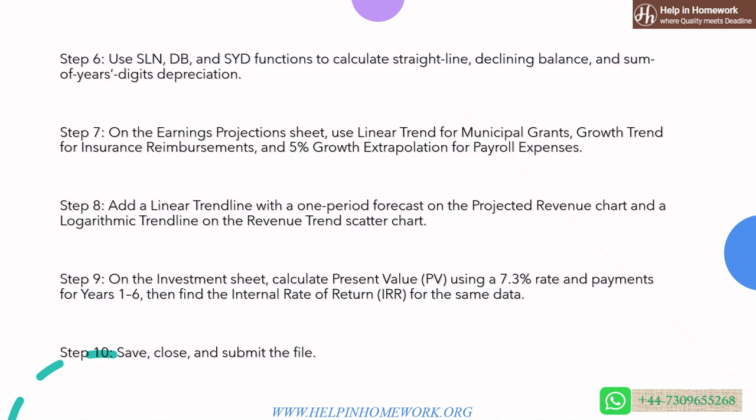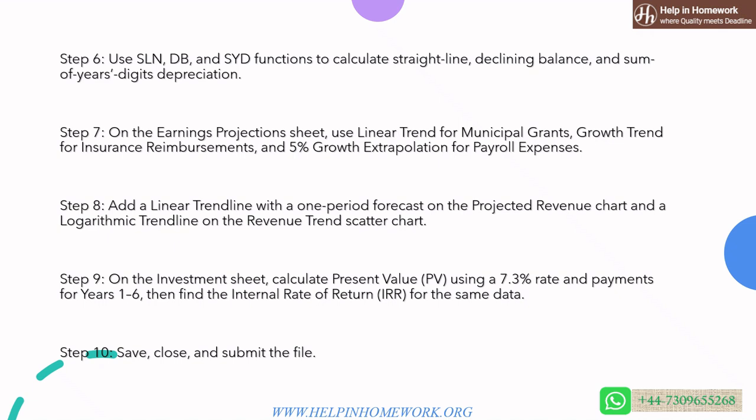Step 7, on the Earnings Projections sheet: Use linear trend for municipal grants, growth trend for insurance reimbursements, and 5% growth extrapolation for payroll expenses. Step 8: Add a linear trendline with a 1-period forecast on the projected revenue chart and a logarithmic trendline on the revenue trend scatter chart.